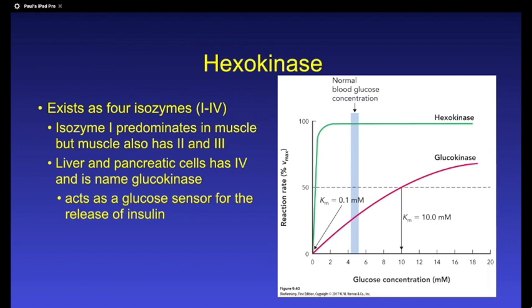Mm-hmm. If I take a look at this, all right, normal blood concentrations, okay? The hexokinase at even normal blood concentrations is working as fast as it can. So at normal blood concentrations, if glucose gets inside the cell that has hexokinase, like the muscle, it's always phosphorylating, okay? But what about glucokinase at normal blood levels? If glucose gets inside the cell of liver, will it be phosphorylated?